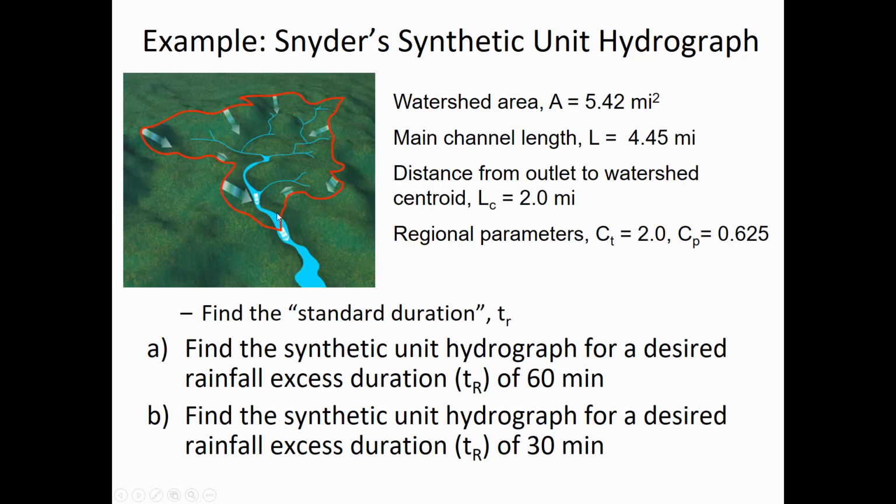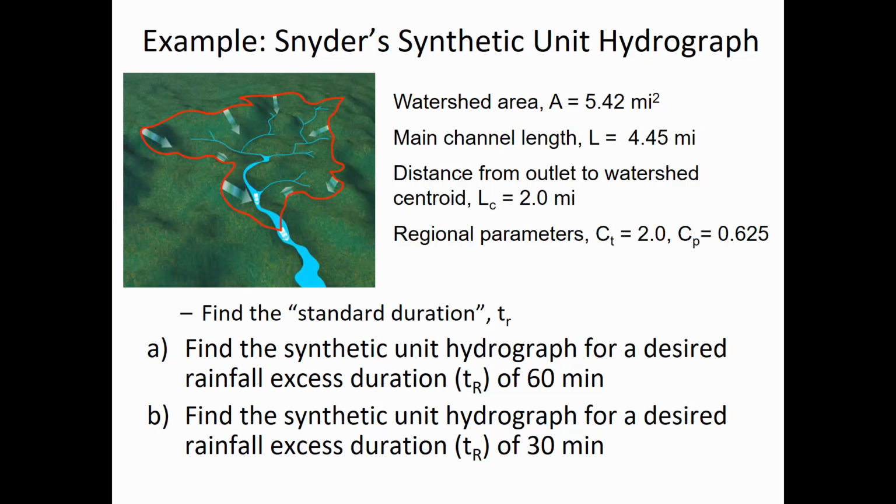Let's say that we have a watershed that's 5.42 square miles, and the main stem, the main channel length, is 4.45 miles. And then there's a strange distance parameter that you have to use in Snyder's method, and that is the distance from the outlet to the watershed centroid. The reason they're doing that is that clearly there would be a different stream response if you had a really long and narrow watershed compared to one that was very wide.